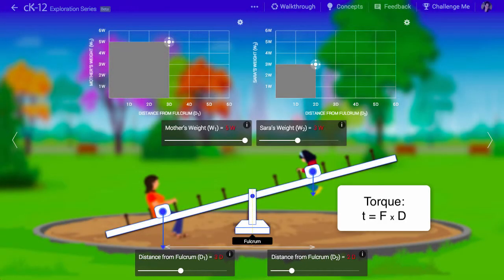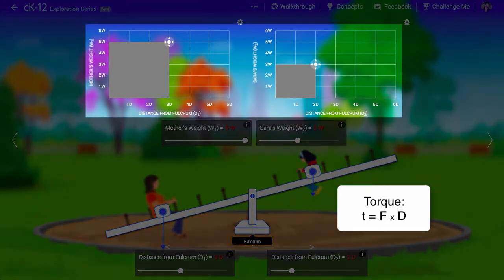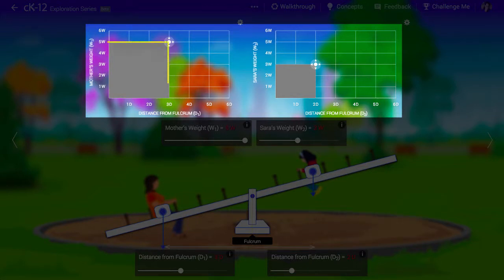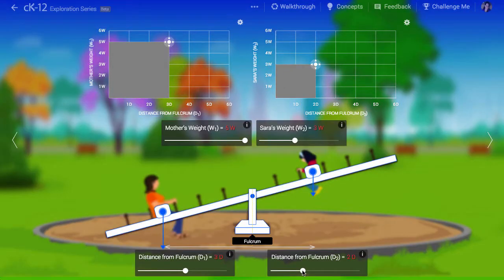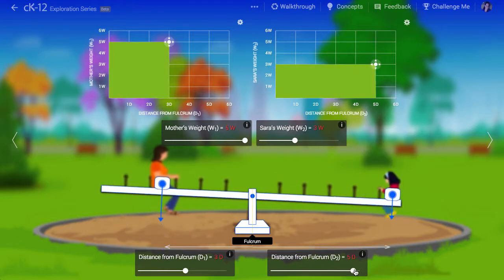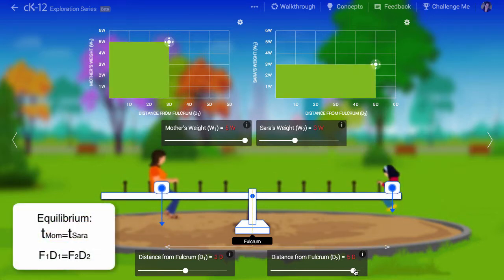The product of force and distance is represented by the area of the rectangle in the top left graph for Mom, or the top right graph for Sarah. When the product of force and perpendicular distance are the same for both, the torques are the same and the system is in equilibrium. They are able to balance. This is true even if one weighs more than the other, as long as the product of force and distance, the area of the graph, is the same.